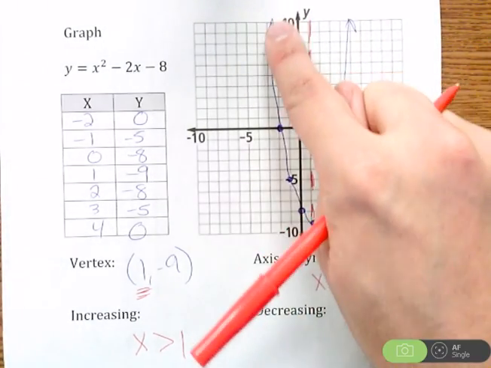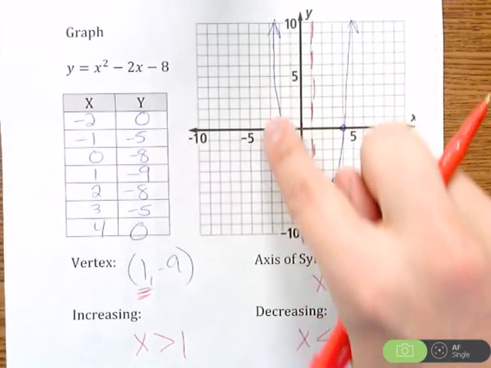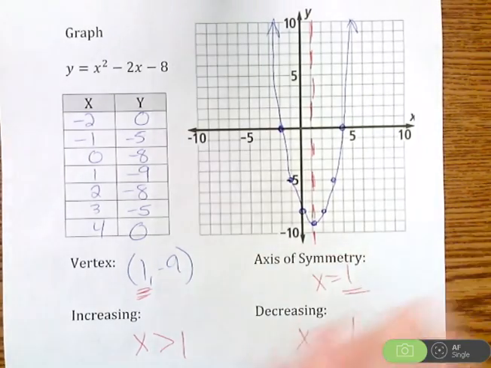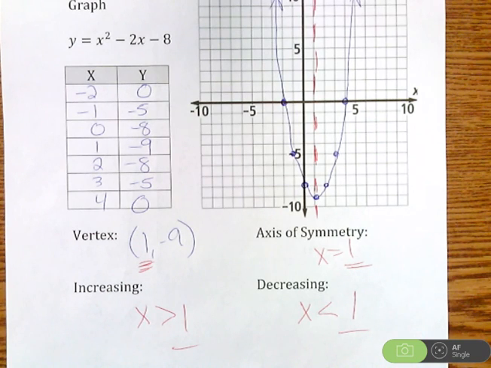And then decreasing, we came down on this left side, so we want x is less than on the left side of x being 1. Notice 1, 1, 1, 1. So that is increasing, decreasing, vertexes, axis of symmetry, and that is graphing quadratics.